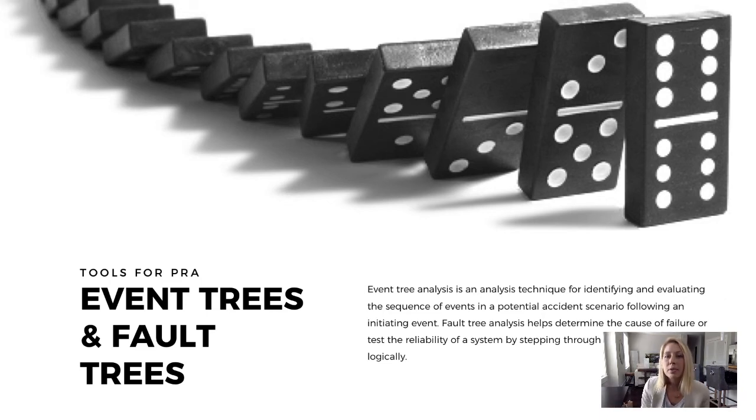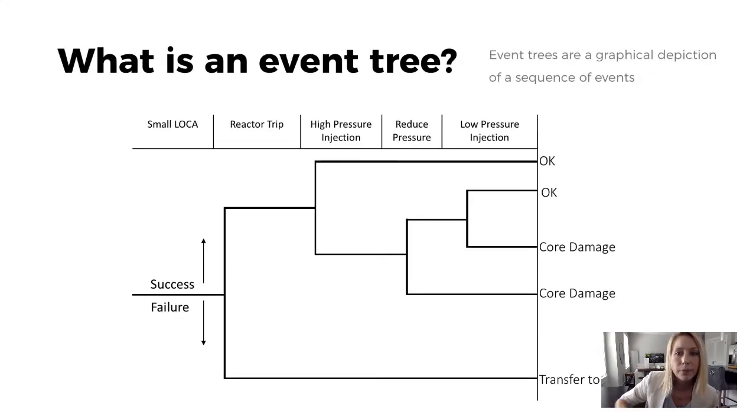So let's take a look at some of the tools you'll use in a PRA. We'll look at an event tree, which is the analysis technique for identifying and evaluating the sequence of events in a potential scenario following an initiating event. And then we're also going to look at fault trees, which we can use to help determine the cause of failure, or we can test the reliability of a system by stepping through a series of events using Boolean logic.